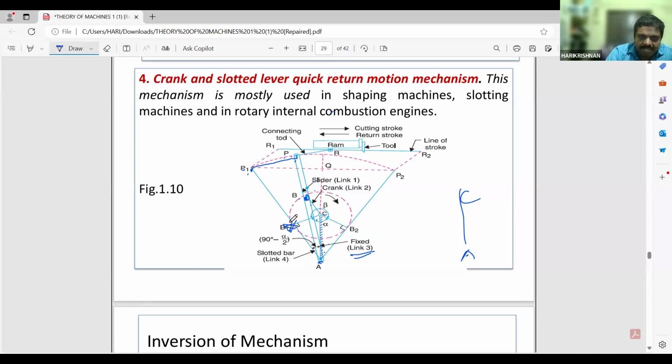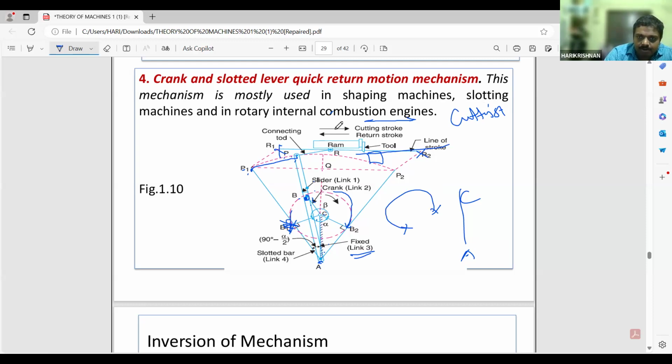Okay. From here, it starts moving so that the tool will be moving to its front. So it will move from B1 to B2. So what happens? The ram will move from R1 to R2. This is known as cutting stroke. We will be positioning the workpiece over here. It will cut the workpiece. So you may say this is a large circle.